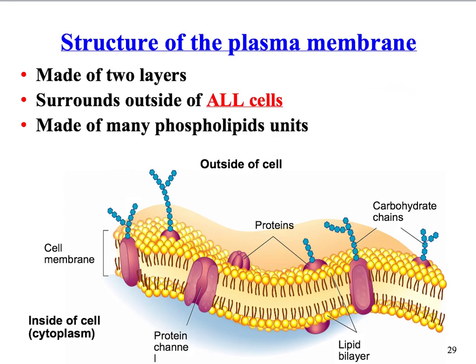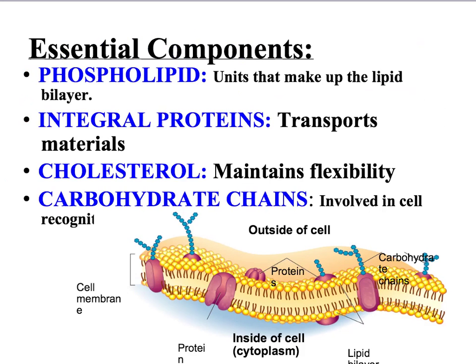Now, all cells are surrounded by a plasma membrane. Now remember, it has two layers, just like a sandwich. It's also made of many phospholipid units. Many macromolecules are essential components of the cell membrane. We have the phospholipids, the proteins that help with transport, cholesterol that maintains its flexibility, and the carbohydrates that help with cell-to-cell recognition.